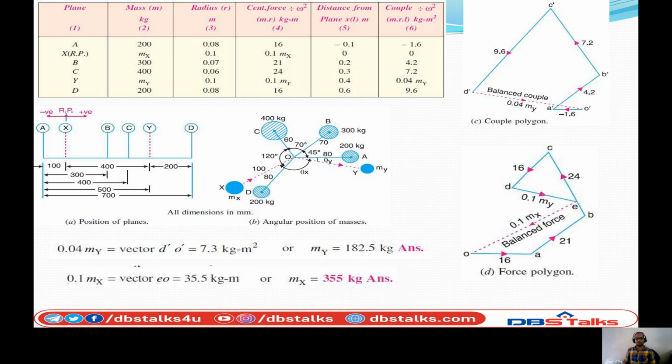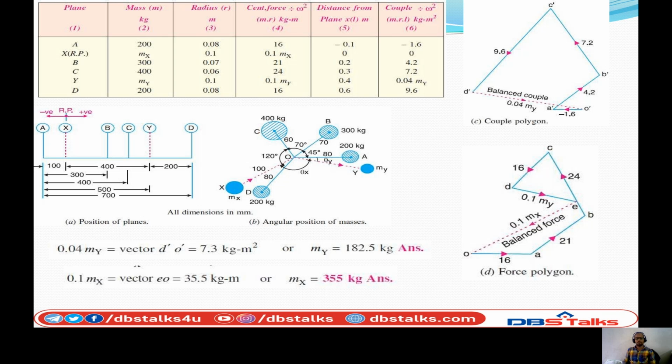So up to now 0.1 my was closed. So 0.1 into my, it was cleared. After that, what is the final result? From E to O, we just close up with the value 0.1 mx. So this will result in the balanced force. So finally 0.1 mx is the balanced force. By using the scale, we mark the length as 35.5 kg meter. Then mx is equal to 355 kg. So this is the procedure for solving the polygon problem.